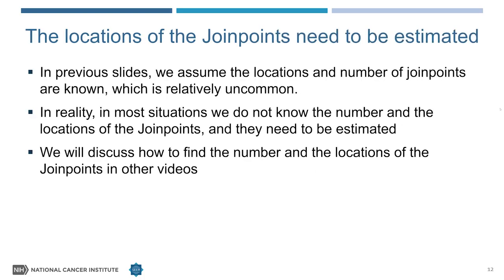In previous slides, we assume the locations and the number of joint points are known, which is relatively uncommon. It can happen when we know some change in the industrial process, such as putting in a new equipment, and we know the exact dates of the change. However, in most situations, we do not know the number and the locations of joint points, and they need to be estimated. We will discuss how to find the number and location of the joint points in other videos.